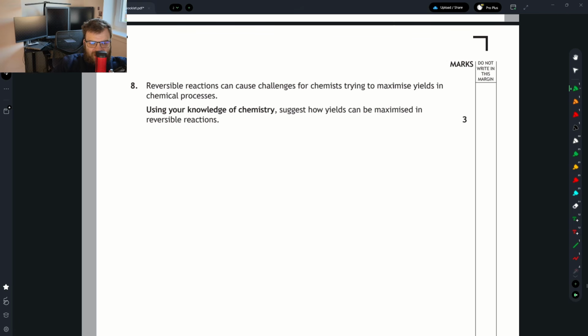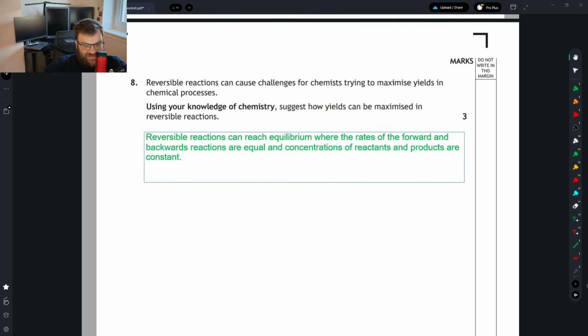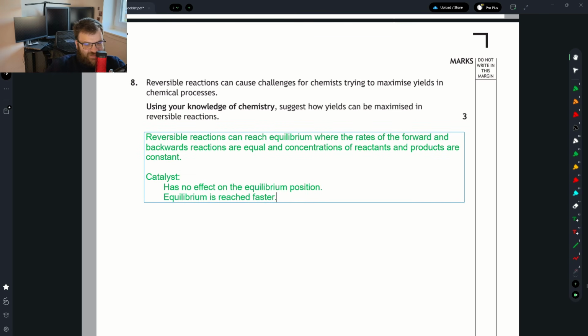Here we've got an equilibrium question, and it's a using your knowledge of chemistry question. We're talking about yields and reversible reactions for that. Reversible reactions can reach equilibrium where the forward and backward reaction rates are equal and the concentrations will remain constant. We could add a catalyst to the reaction, and the catalyst would not affect the position of equilibrium. We wouldn't move it left or right, but you'd get to that point faster.